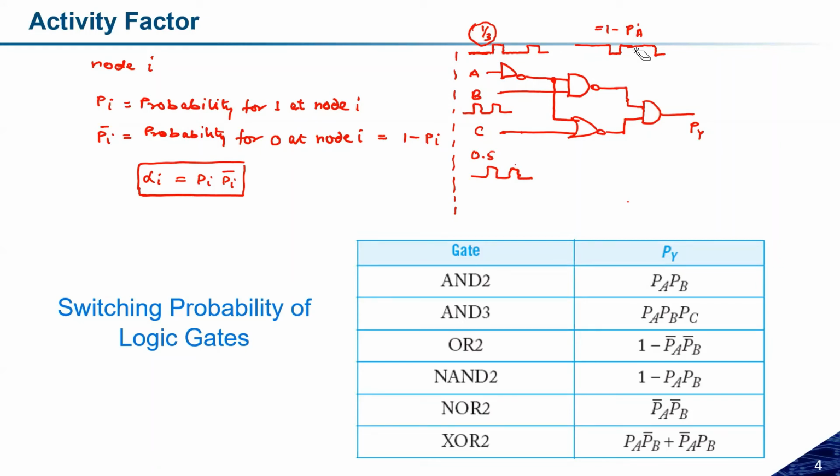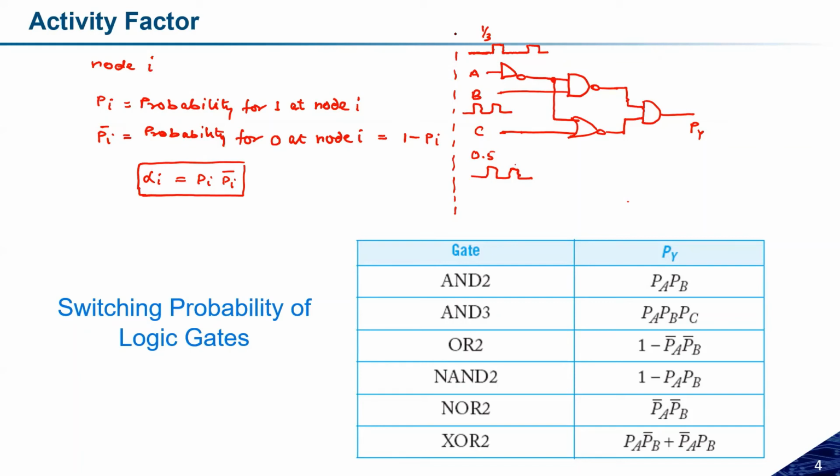Okay, so you got the things, or do I need to explain more details? I think the points are clear. Yes, sir. Okay, so based on that, we can calculate the output probability of each node, and then we can calculate the total switching probability of the circuit.